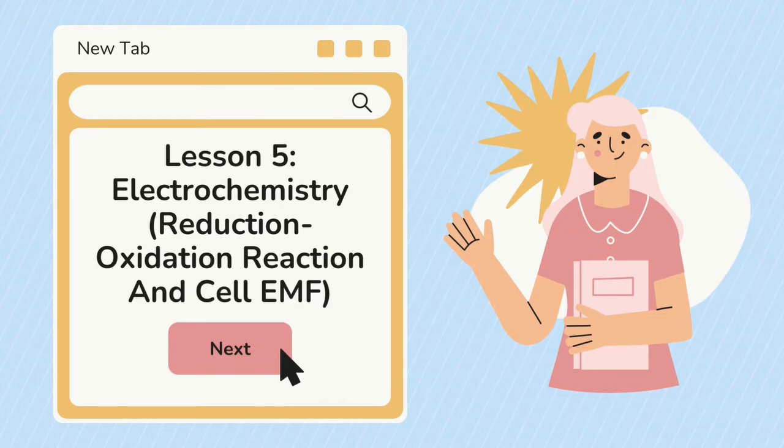Okay, so before we proceed to our discussion, let's have a quick recap all about our topic last meeting. Last meeting we have discussed all about our lesson number 4 entitled Acid-Base Equilibria and Salt Equilibria, and we have focused our discussion all about the common ion effect, buffers, and solubility equilibria.